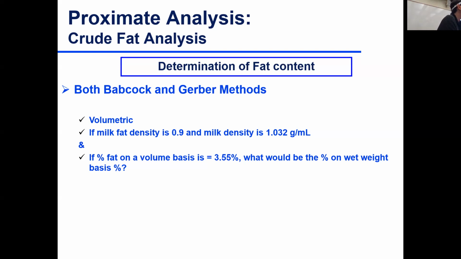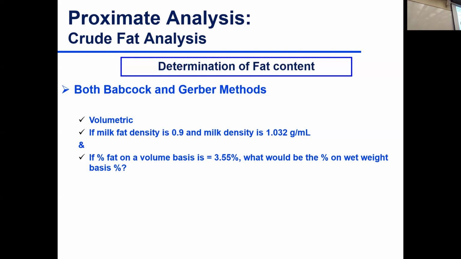Do you have an answer, anybody? You know what you need to do, right? You need to convert the volume to mass using density. Density equals mass over volume. So 3.55 milliliter of fat, that's the density. So convert 3.55 milliliter of fat into mass using the density.